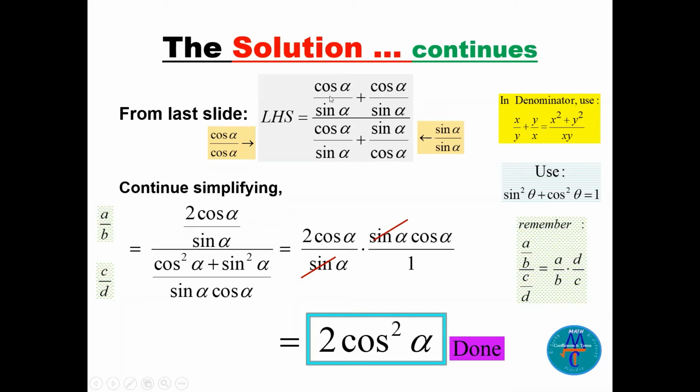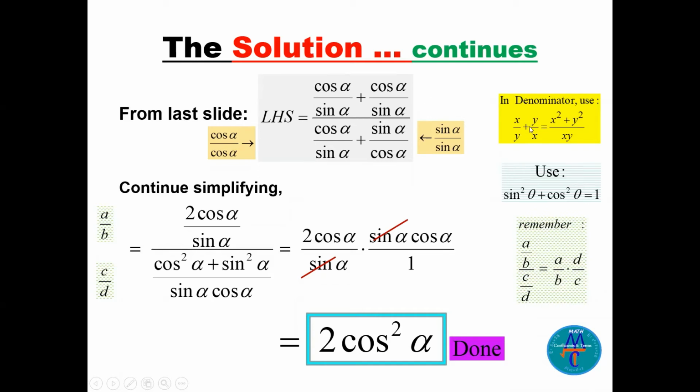Now in the numerator, it's so easy to add because we have the same denominator. So we can add just cosine of alpha plus cosine of alpha. It will be 2 cosine of alpha divided by sine of alpha. Let's call this fraction A over B. Now in the denominator, we have something here. The denominators are different, so we have to use the LCD.